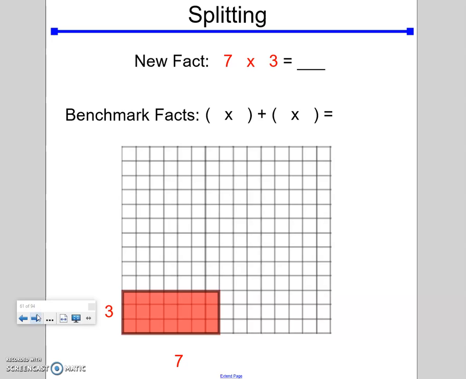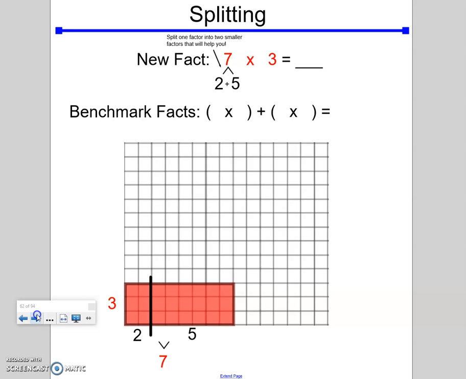So let's take a look at the fact 7 times 3. If a student didn't know 7 times 3, they could split the 7s fact into a 2s fact and a 5s fact. They could split that factor of 7 into a 2 and a 5. So just like when we were splitting 8s and 4s in our previous video, we show that we're decomposing the 7 with a number bond, and we would talk to students about how 2 and 5 are parts of 7. We're able to decompose a 7s fact into a 2s fact and a 5s fact because 2 and 5 are parts of 7.